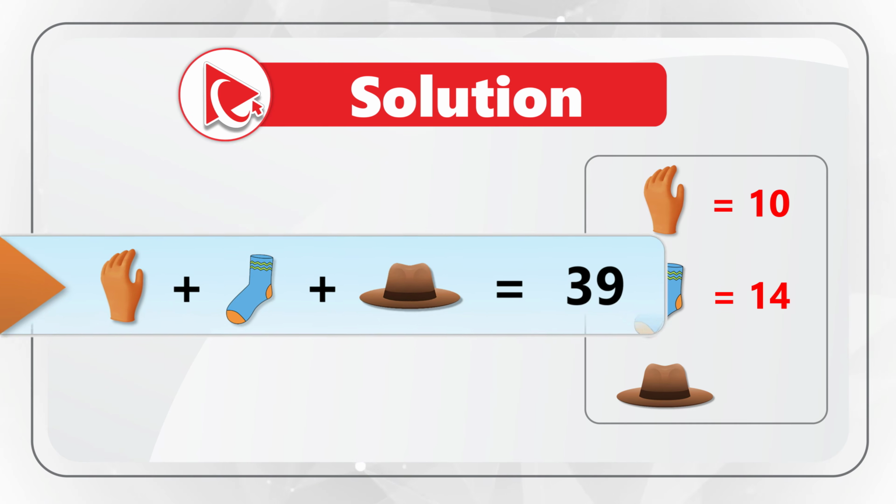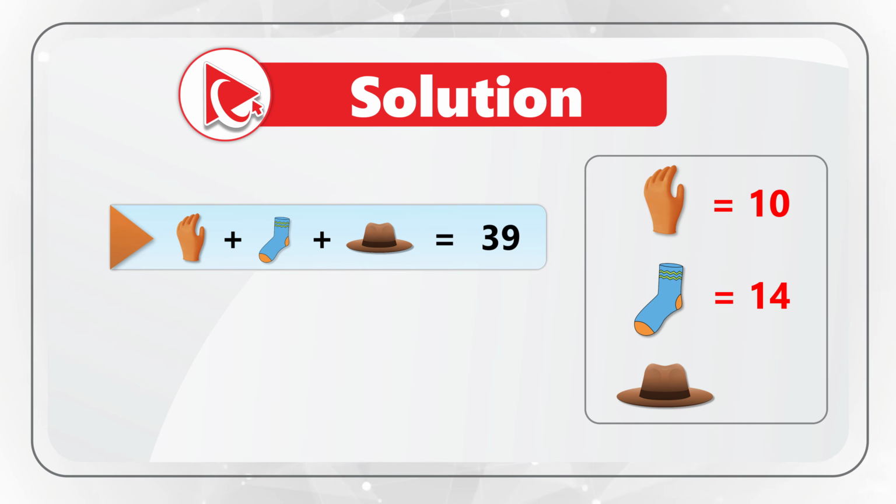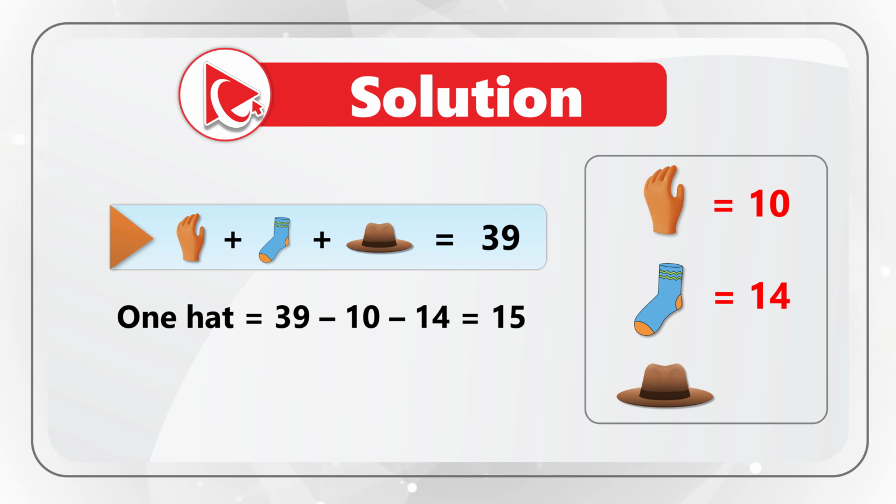Let's go to the third expression. 1 glove plus 1 sock plus 1 hat equals 39. We can calculate the value associated with hat. It equals 15, because 39 minus 10 minus 14 equals 15.